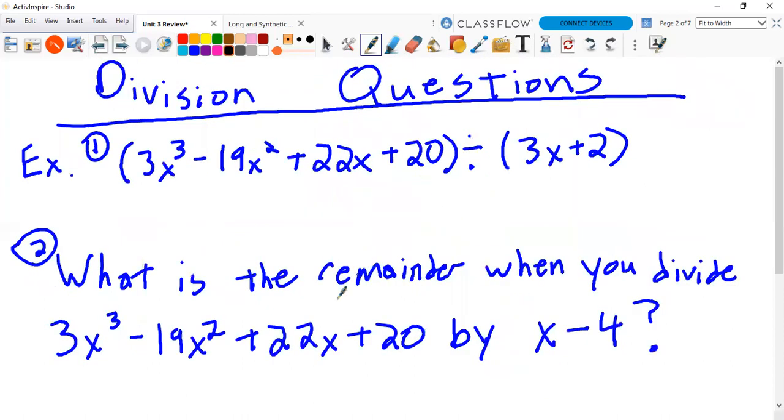Second question. What is the remainder when you divide the big polynomial by x minus 4? So now it's just asking for the remainder.